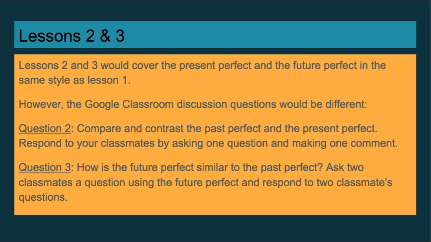For lessons 2 and 3, they would cover the present perfect and future perfect in the same style as Lesson 1. However, the Google Classroom discussion questions would be different. Question 2 would ask students to compare and contrast the past perfect and present perfect, and respond to a classmate by asking one question and making one comment. And question 3 would ask students, how is the future perfect similar to the past perfect? They would then ask 2 classmates a question using the future perfect and respond to 2 classmates' questions.